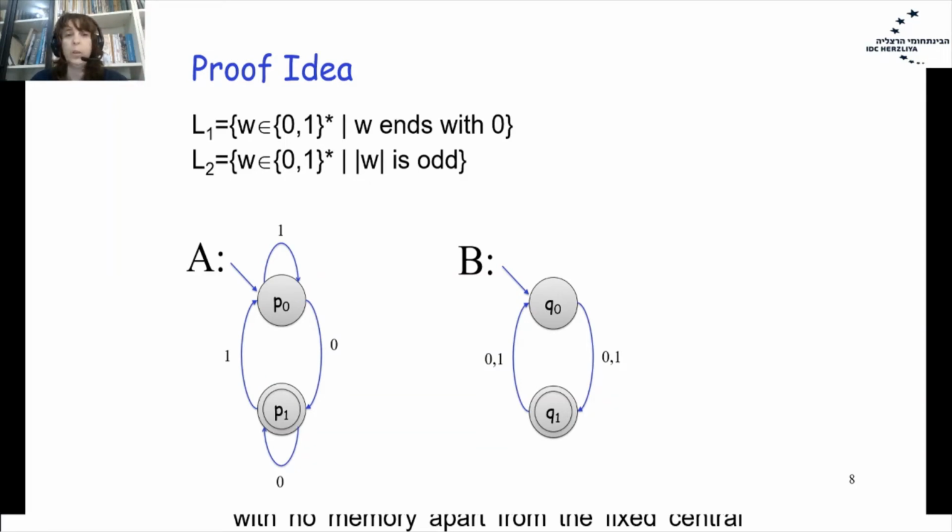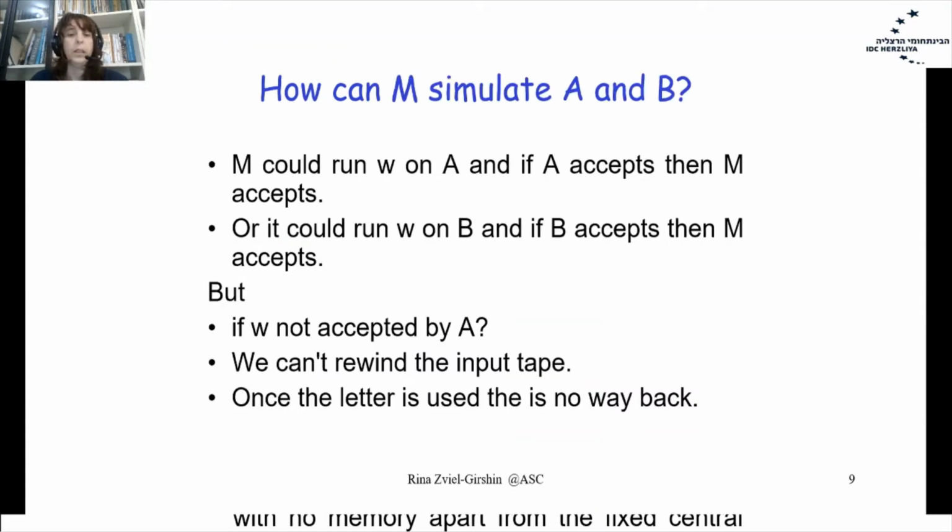Let's see two languages. L1 is the language of all W such that W ends with 0. L2 is the language of all words of odd length. So here we have an automaton A accepting the language L1 and automaton B accepting the language L2. So, how do we decide that some word belongs to our language? Basically we can run an automaton M for both languages.